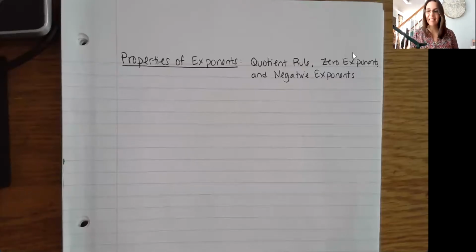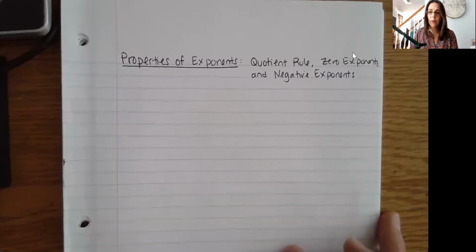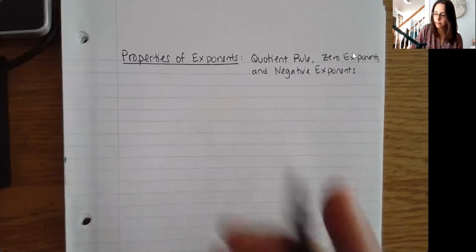Hi everybody, in this video we're going to talk more about the properties of exponents. As I mentioned in a previous video, there's quite a few of them. So in this video we're going to talk specifically about division. We're going to look at the quotient rule, and then we're also going to look at what happens when you have an exponent that is zero or a negative exponent. So let's start with division in the quotient rule first.